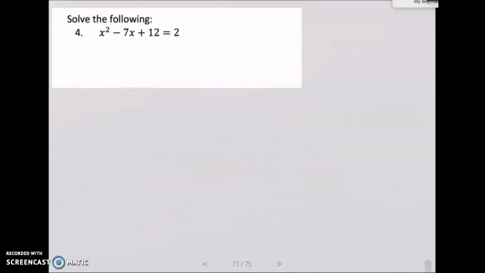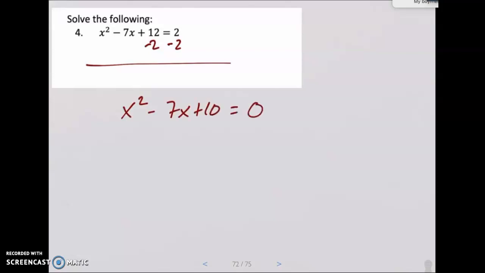This one, some people are going to run into a mistake here, number 4, because they're going to try to factor this thing right away, or they're going to try to do the quadratic formula. Remember that you have to make sure that your function, your quadratic, equals 0 from the get-go. So we got x squared minus 7x plus 10 equals 0.